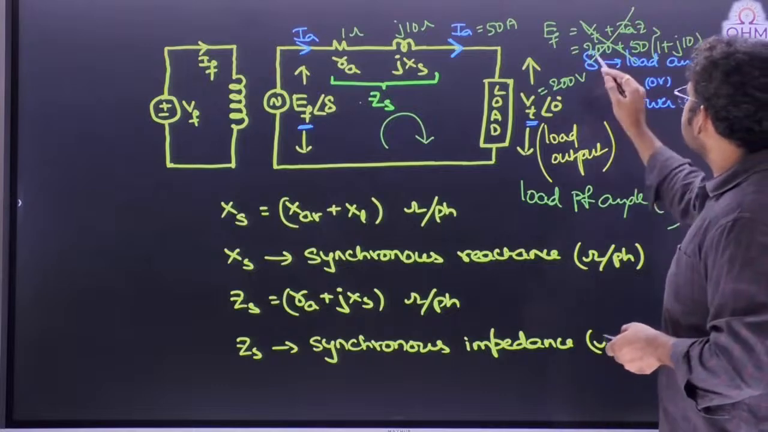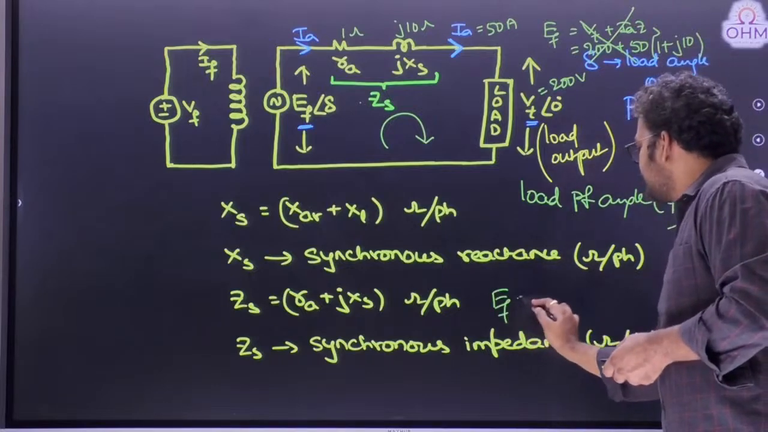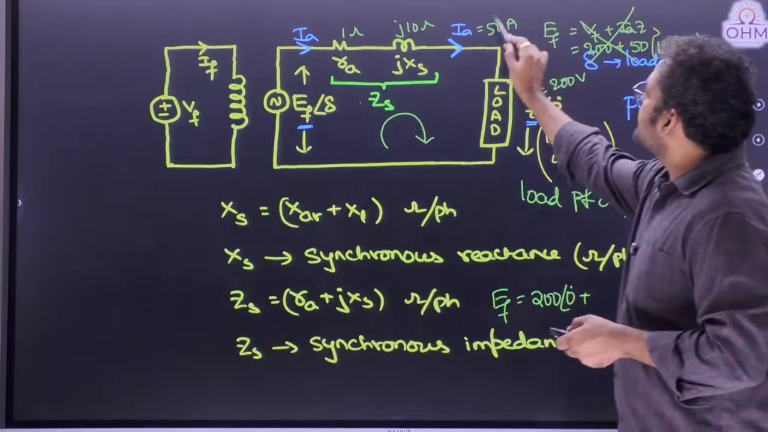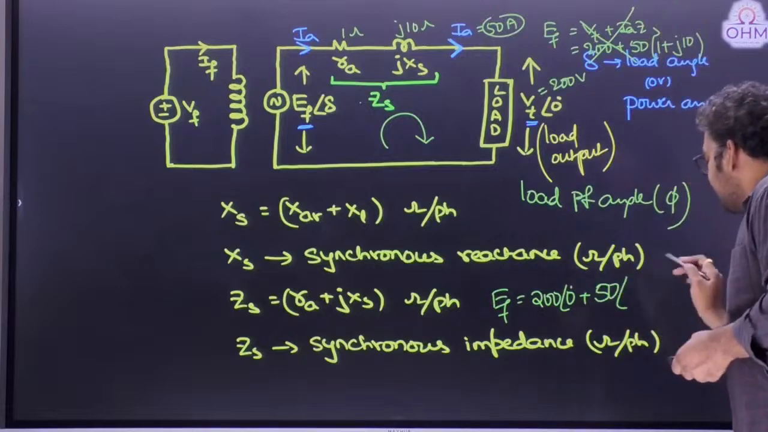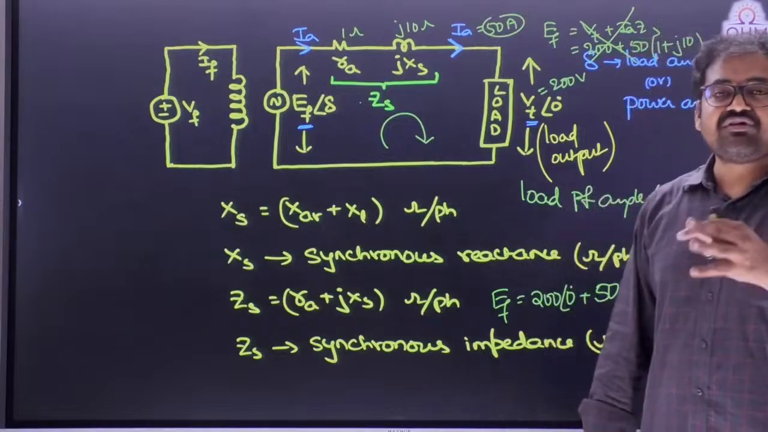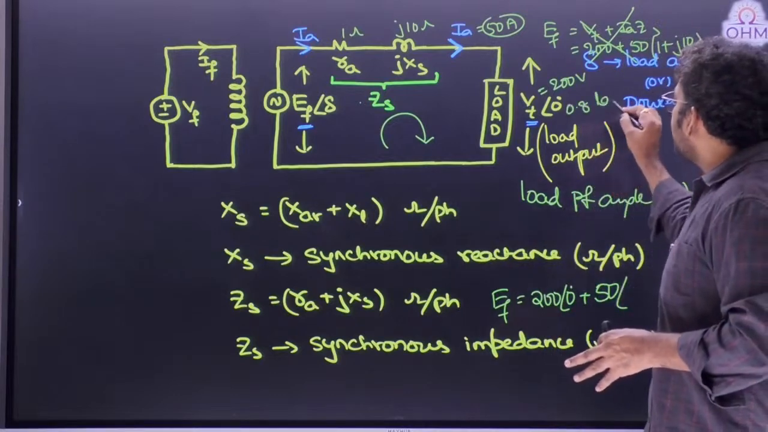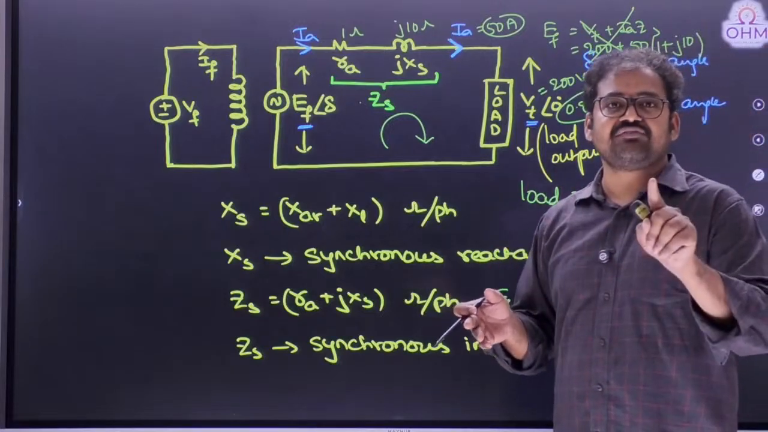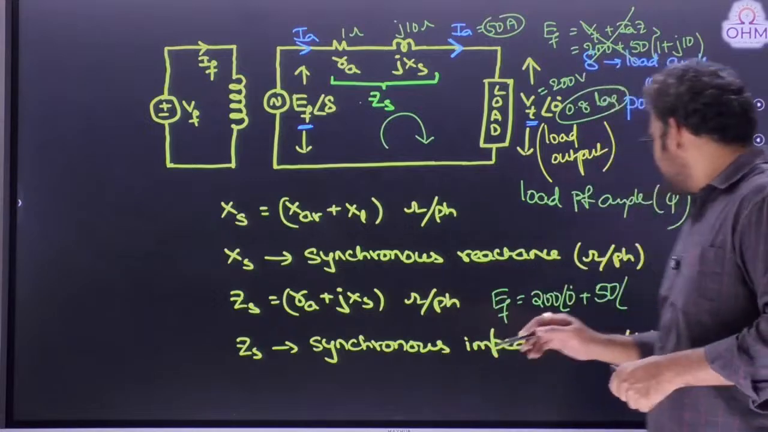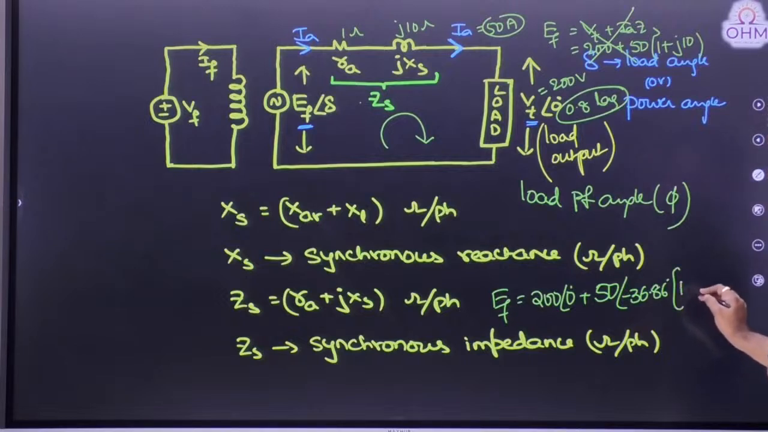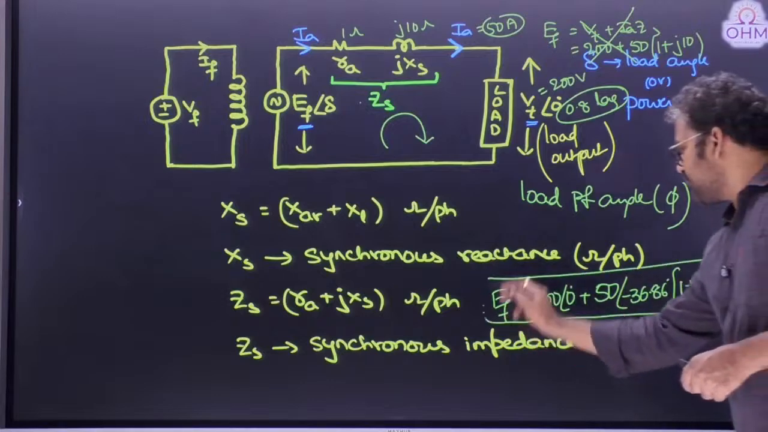The exact equation is, you have to write down EF is equal to VT 200 at an angle 0 plus armature current 50 ampere at power factor angle. That power factor angle is very important. Suppose if I say power factor is 0.8 lagging, for example. What is meant by 0.8 lagging? Power factor angle will be 36.86 degrees lagging. Then this is 50 at an angle minus 36.86 degrees into 1 plus J10. This is writing the equation in a correct format.